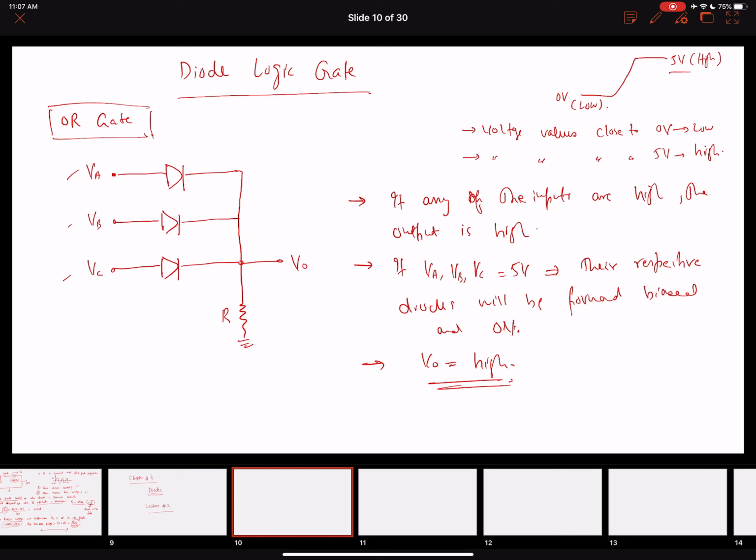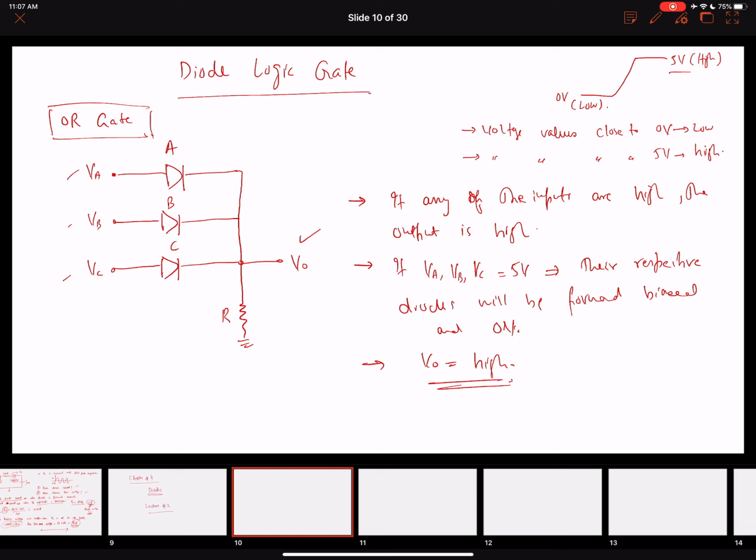So it's a very simple gate where if any of the inputs VA, VB, or VC is high, around 5 volts, then the diodes A, B, and C will start to conduct. Whichever input is higher, that corresponding diode will conduct, and our output will be high too. If all the inputs are high, output will be high. If any of the diodes is conducting, or if any of the inputs is high, output will be high as well. Okay.